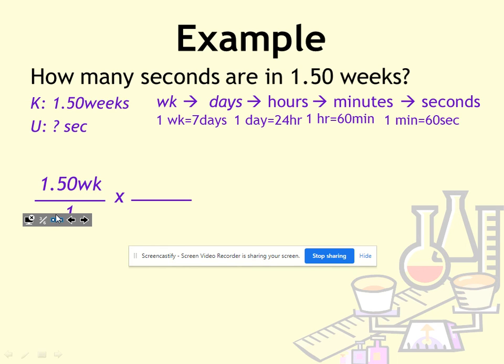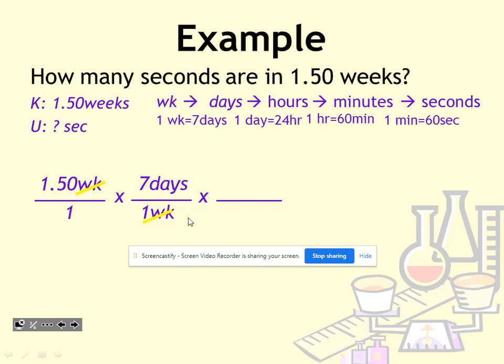All right. So I start off my analysis the same, 1.50 weeks over 1, or over x, and then I'm going to give myself a little space. So my rules still apply. I want to have the unit that I want to cancel out at the bottom. So that's weeks. I'm going to put a week down there. And I need to go to days, so I'm going to put days up there. And I know that there are 7 days in a week. So my weeks and weeks cancel.